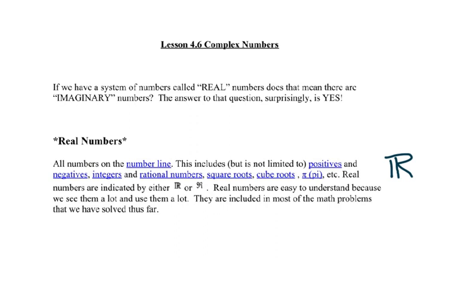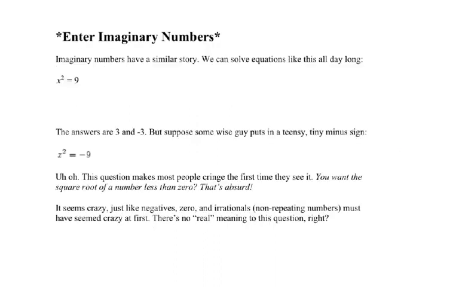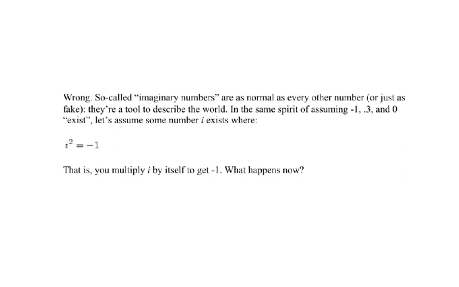Real numbers are easy to understand because we see them a lot and we use them a lot. They are included in most of the math problems that we have solved so far. So-called imaginary numbers are as normal as every other number, or just as fake. I know that sounds confusing. So they're a tool to describe the world in the same spirit of assuming like -1, 0.3, and 0 exist.